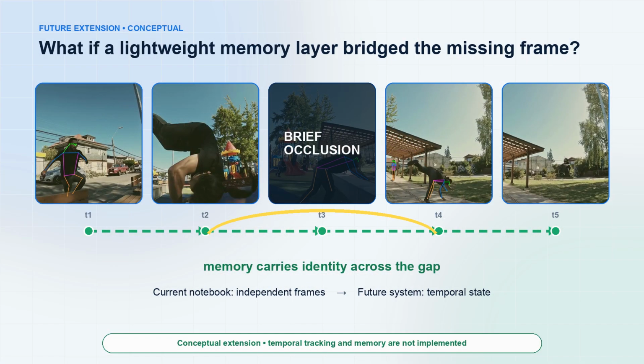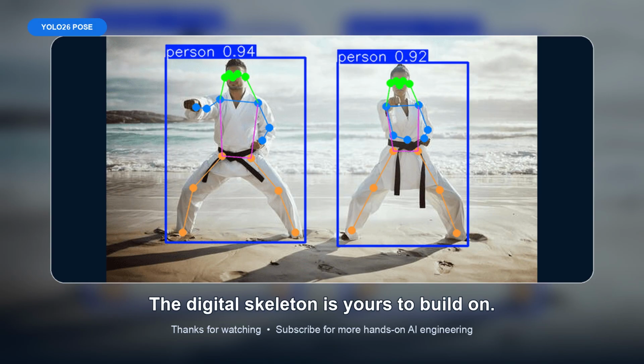I'll leave you with one final thought. Since YOLO26 provides such a blisteringly fast frame-by-frame foundation, how might you engineer a lightweight temporal tracking or memory layer on top of it to solve those brief occlusions? The digital skeleton is yours to build on.